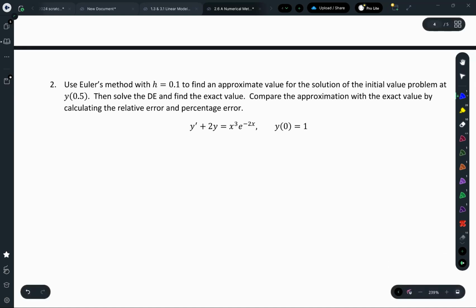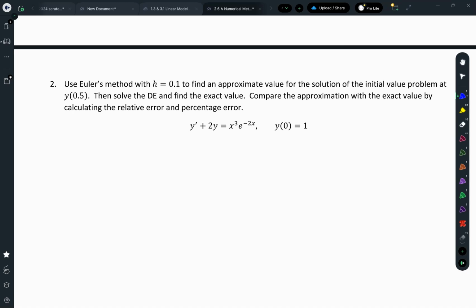All right, this next one, we're going to use Euler's method with h equals 0.1 to find an approximate value for the solution of the initial value problem at y of 0.5, then solve the differential equation and find the exact value, compare the approximation with the exact value by calculating the relative error and the percentage error. Now y prime plus 2y is equal to x cubed e to the minus 2x.